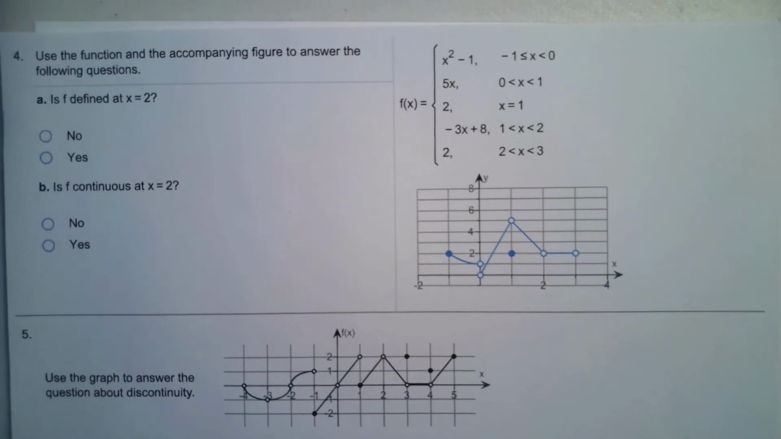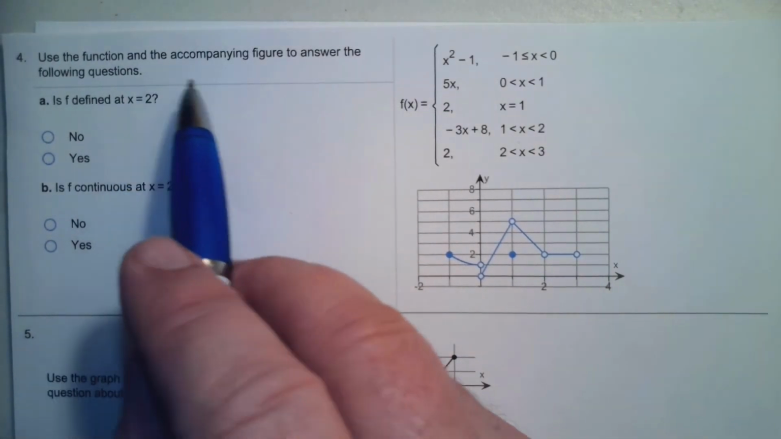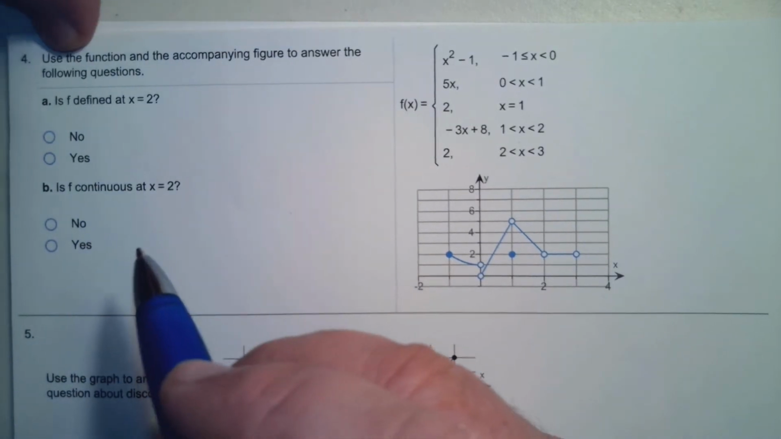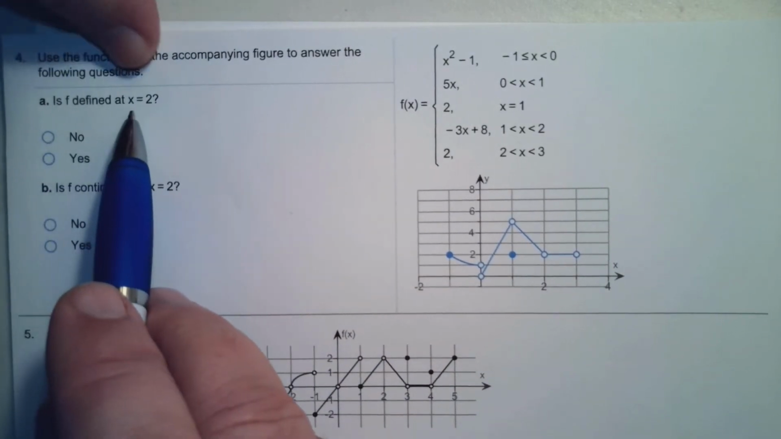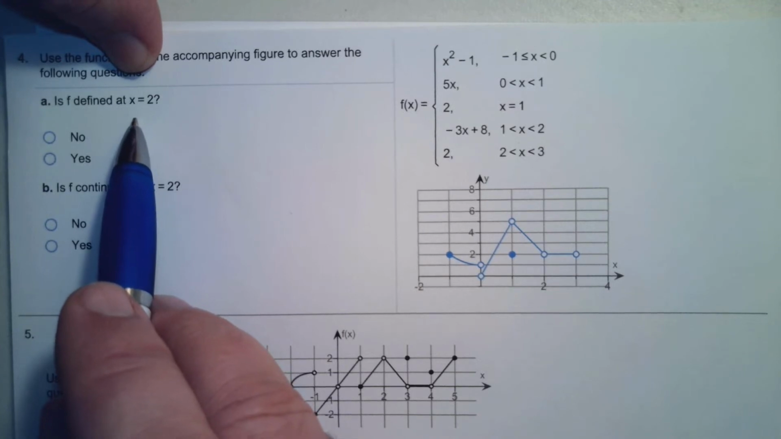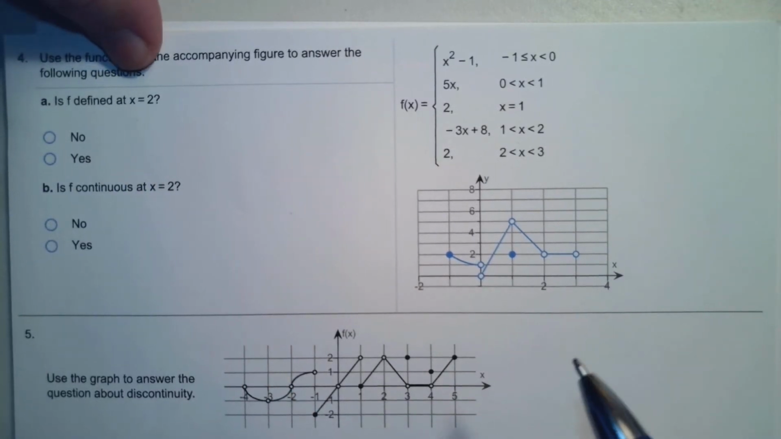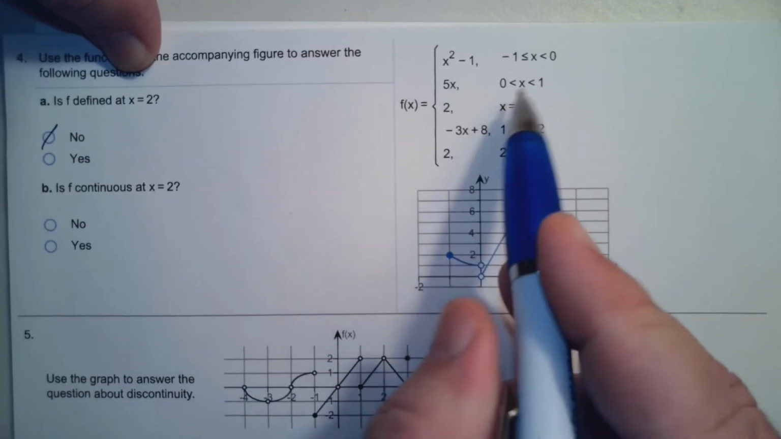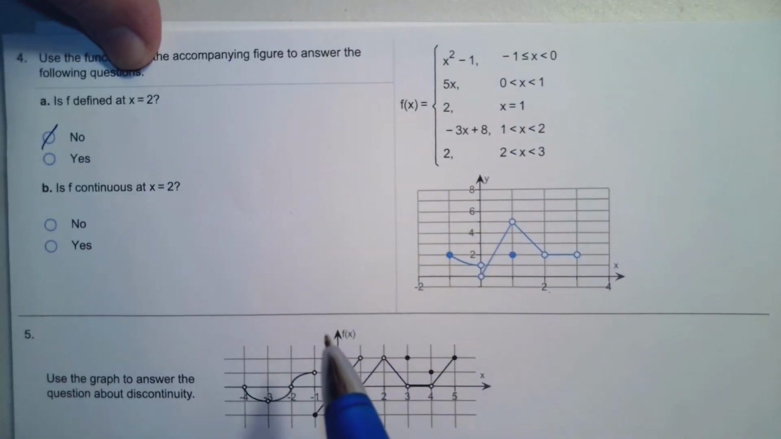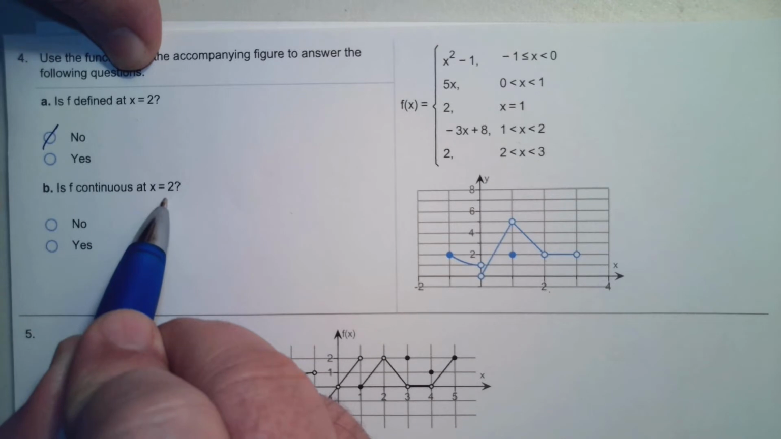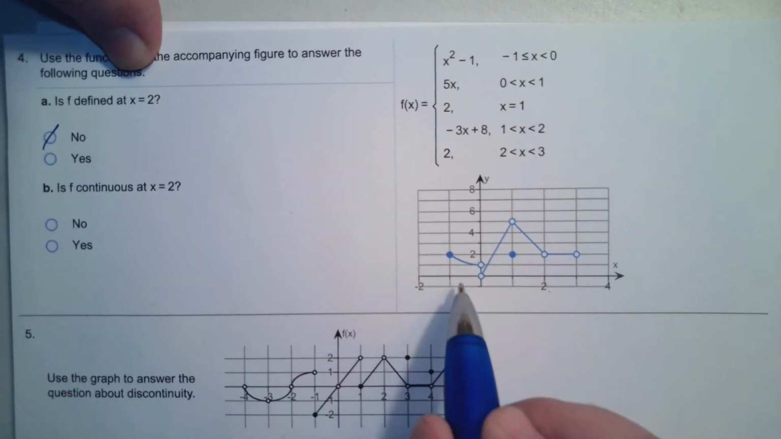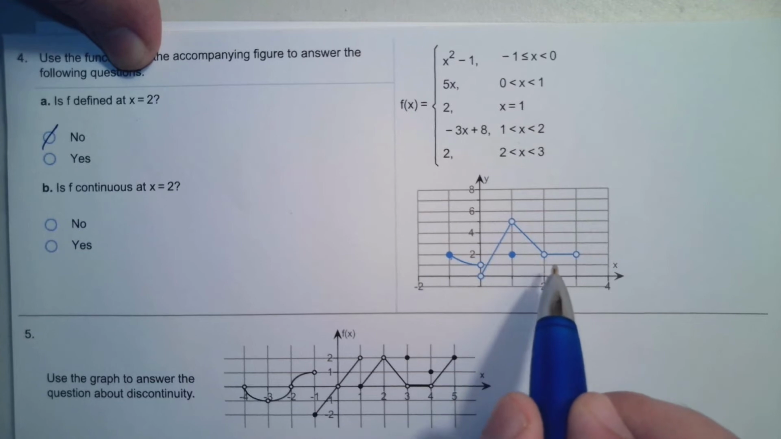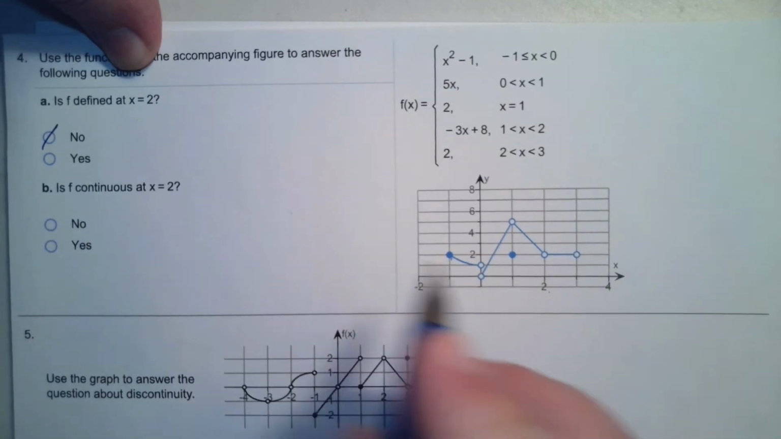All right, next page. Use the function and the accompanying figure to answer the following questions. Is f defined at x equals 2? At x equals 2, is it defined? No, because there's nothing here when x equals 2. Is f continuous at x equals 2? In other words, by continuity, can you go from beginning to end without lifting your pen? No, because it's an open circle, so no.